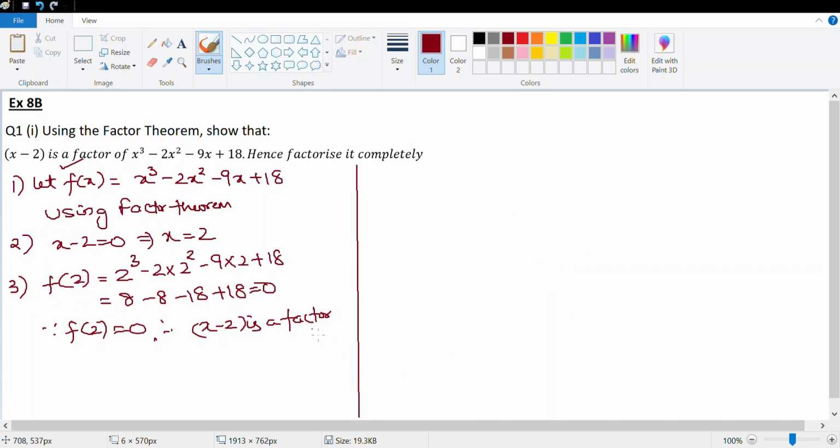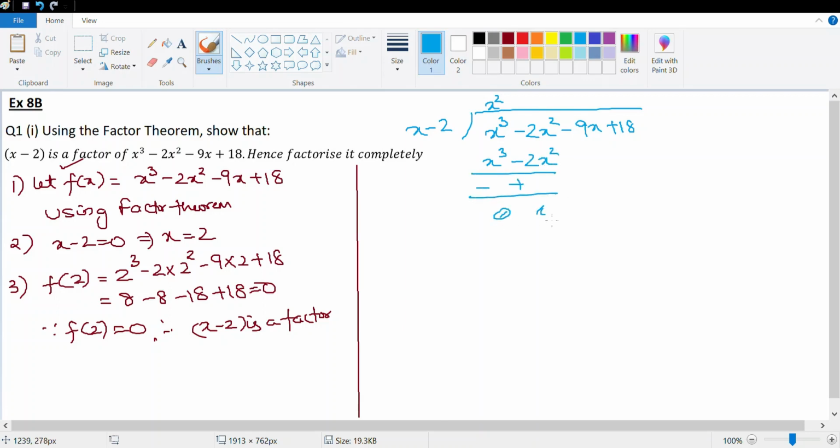Next, now that we figured out the first factor, let's divide this given expression by x minus 2. So the expression is x cubed minus 2x squared minus 9x plus 18. We are dividing it by x minus 2. So that's x squared. That'll give me x cubed minus 2x squared. I subtract. This gives me 0. I bring down negative 9x plus 18. I multiply it with negative 9 because negative 9 into x will give me negative 9x, and this is plus 18, which is 0. So what we have is x minus 2 multiplied with x squared minus 9.